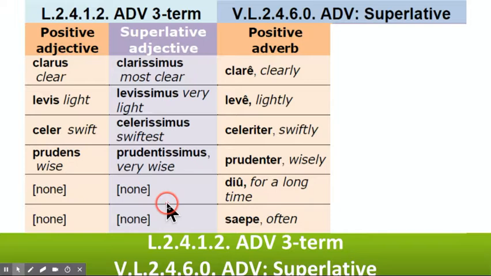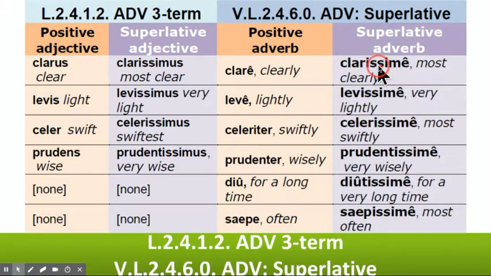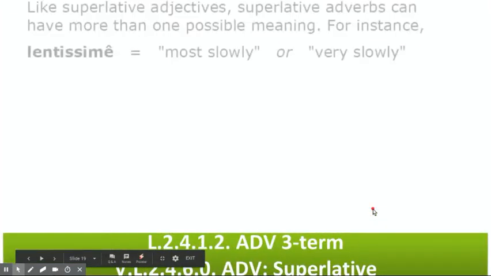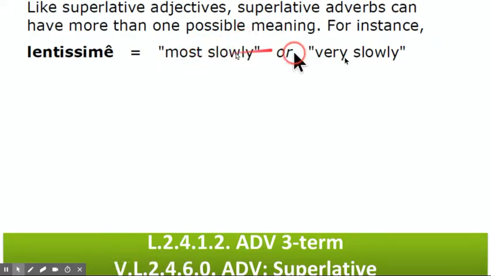What do you think the superlative adverb would look like? That's right. The superlative adjective stem with the e ending all the way through, with the long e. So the superlative adverb is very easy to spot. Very long time, most often. All right, let's talk about superlative adverbs. It can have more than one meaning. It could be most slowly or very slowly. Whatever it is, it's the superlative.